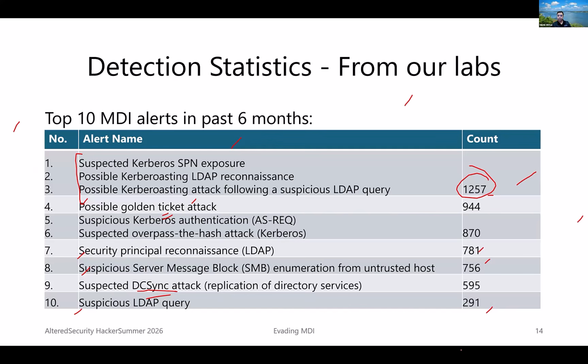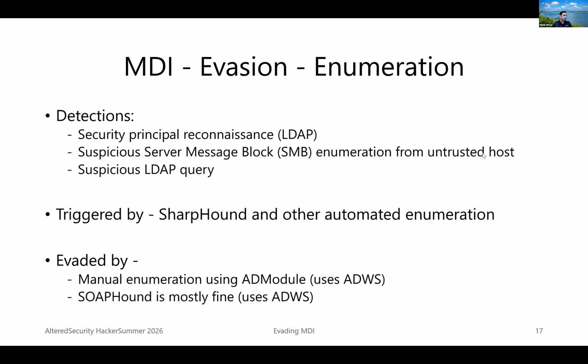Okay. So the enumeration part, the recon part, has three detections from our top 10: security principal recon, suspicious SMB enumeration from untrusted host, and suspicious LDAP query. When is this triggered? Almost always by SharpHound and automated enumeration. Interestingly, other than when you query for users that have pre-auth disabled for AS-REP roasting, I was not able to trigger this using PowerView ever.